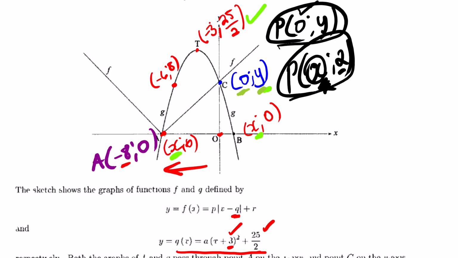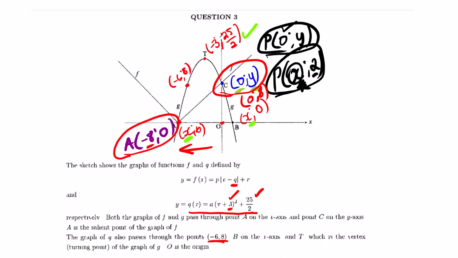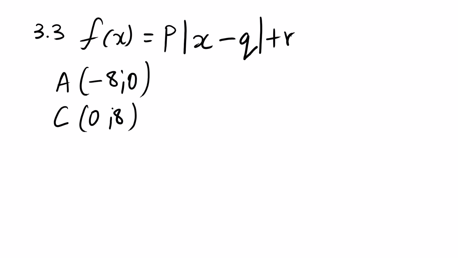So basically we need 2 points. We have the first point, which is this one, the vertex. The second point, which is also this one. And then remember, we have the point C, which is (0, 8). So we can calculate the equation of the absolute value graph, which is graph f. Remember, we need the vertex and also the other point, which is on top of the absolute value graph.